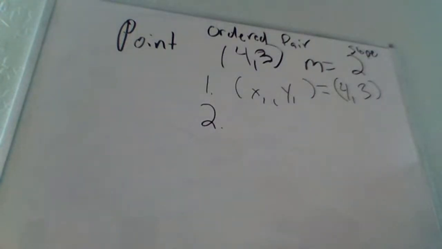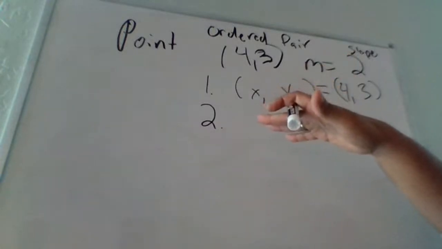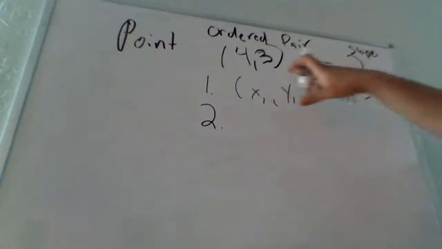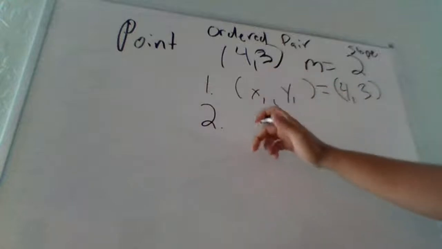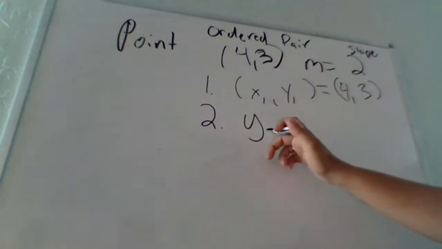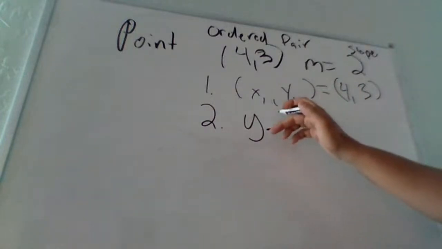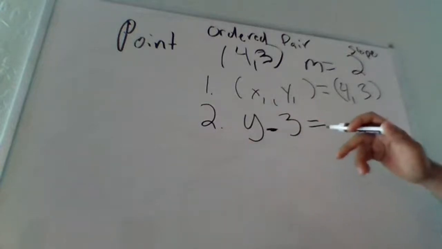Okay. So now we need to start plugging this back into the formula, right? So where is the y here? The y is going to be 3, right? So we're going to say y. Remember, we're trying to get rid of everything to get down to the formula. So we're going to say y minus 3 equals.